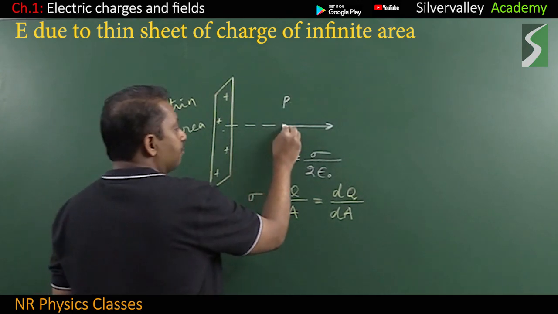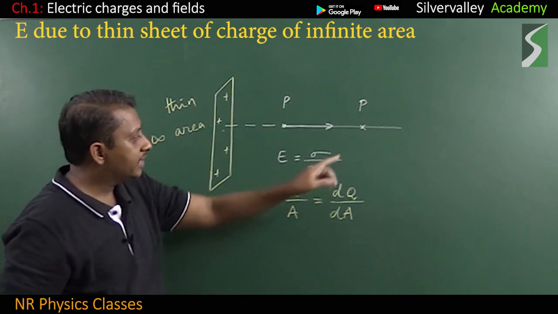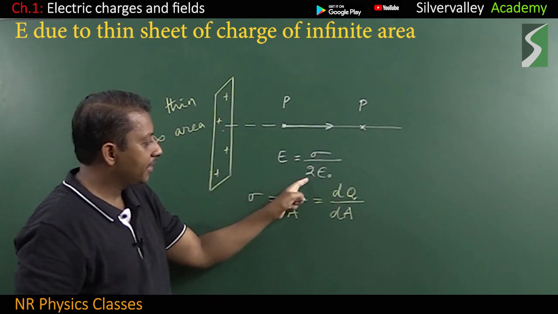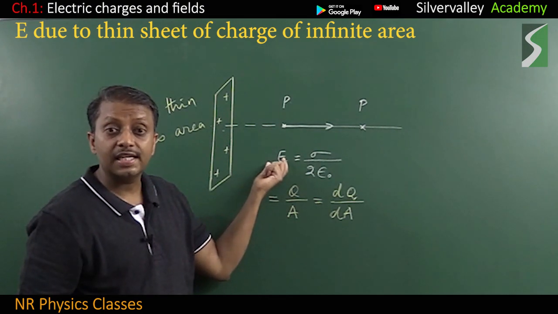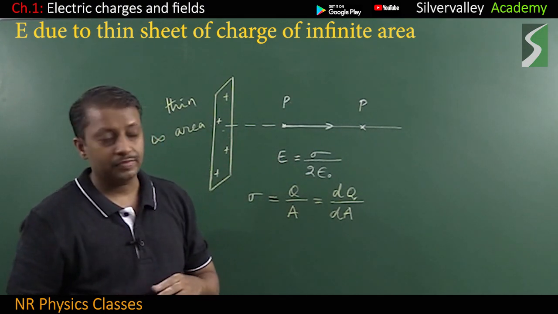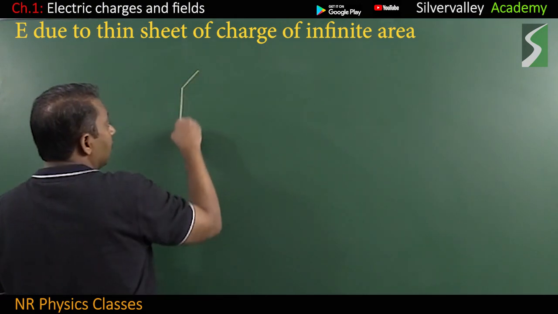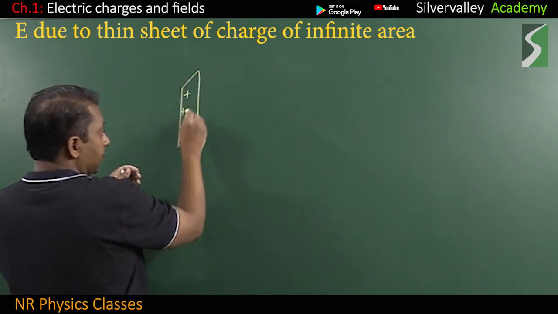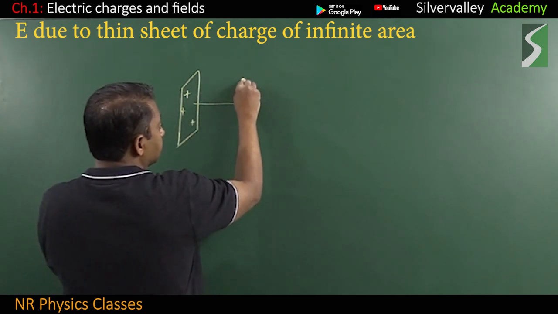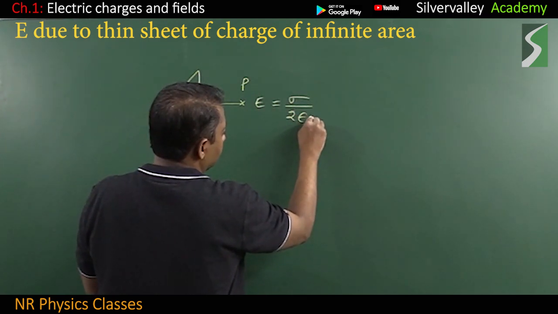Next, if point P is shifted, this is point P. What is the electric field at this point? Again sigma by 2 epsilon naught. So this electric field is independent of distance. It doesn't depend on the distance. If distance is doubled, electric field remains the same. This is a thin sheet of charge, positive, of infinite area. Electric field is sigma by 2 epsilon naught.